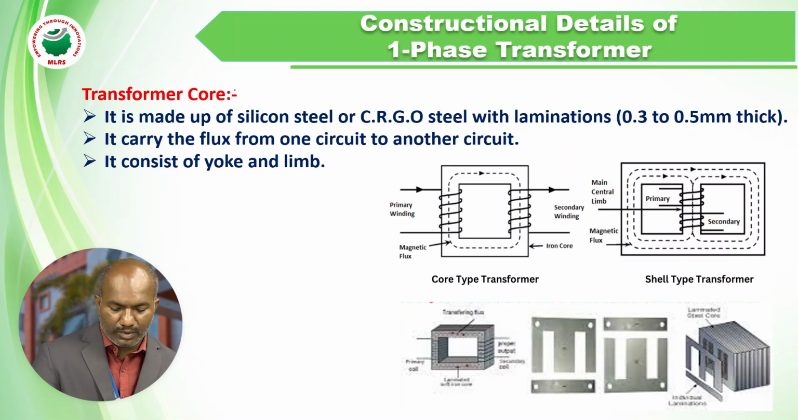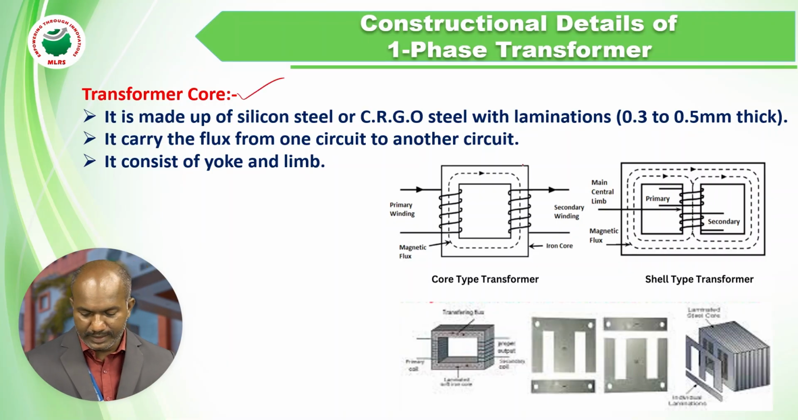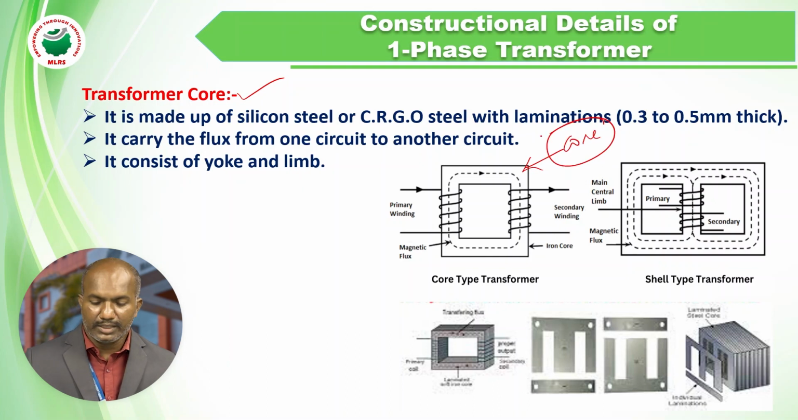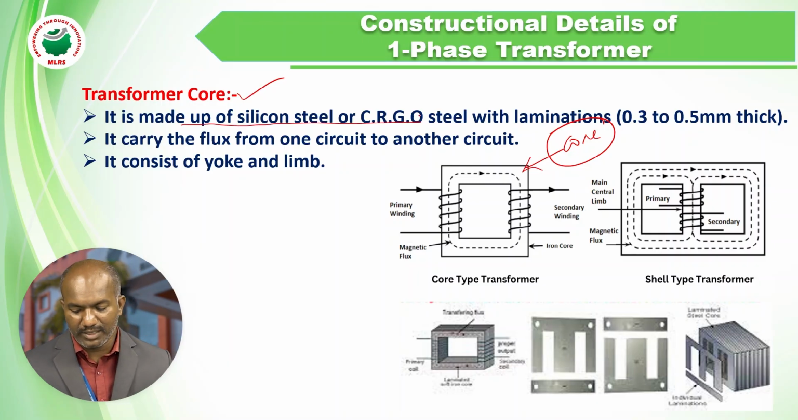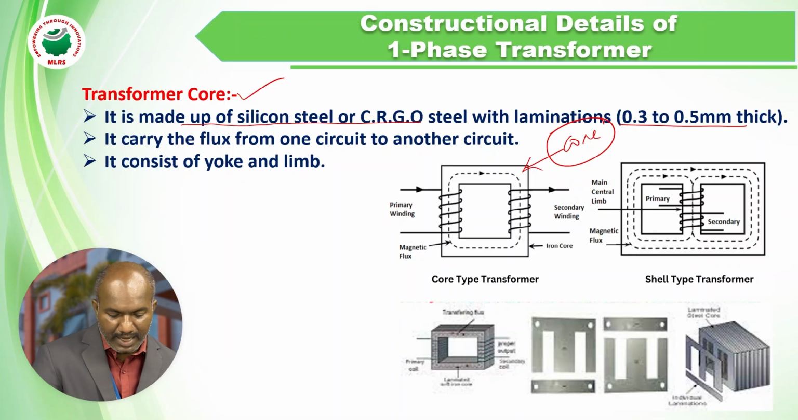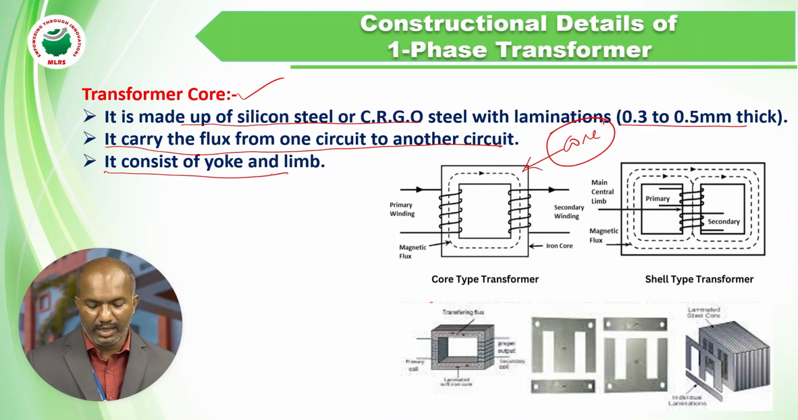First one is the transformer core. This is the core part of the transformer. The transformer core is made of silicon steel or CRGO steel with lamination 0.3 to 0.5 mm thick. It carries the flux from one circuit to another circuit. It consists of yoke and limb.